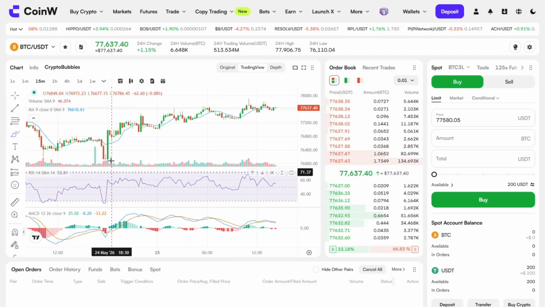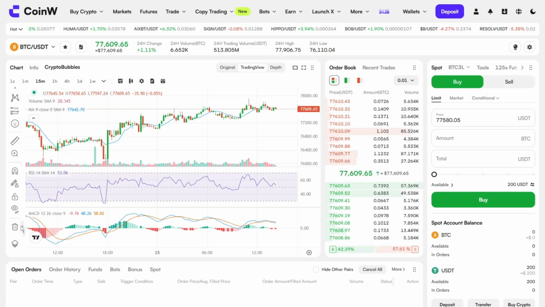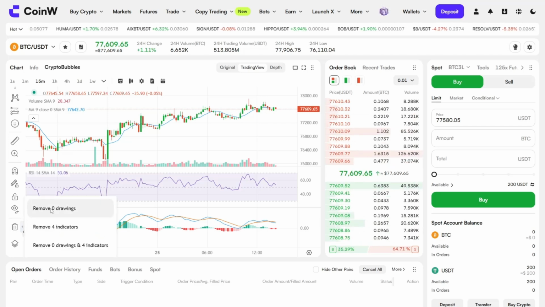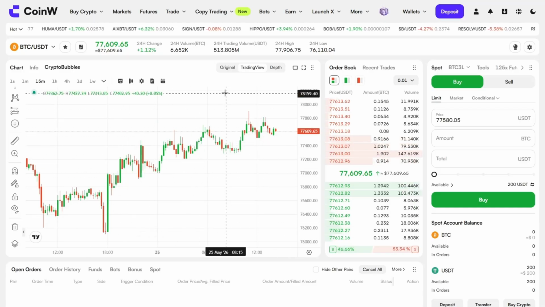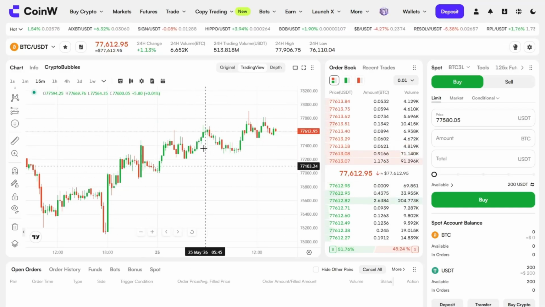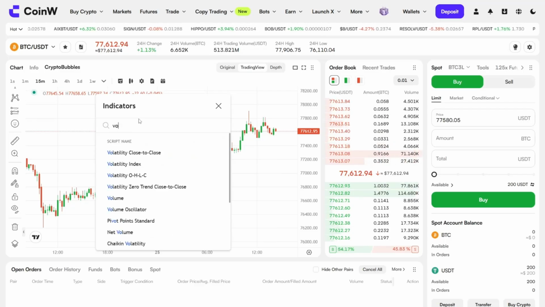If our chart is getting a little too crowded, on the left-hand side, we can scroll down and we can see a trash bin. If we click on the arrow here, we can remove our indicators and we now have a bare chart. I like seeing the trading volume, so we're just going to quickly re-add that into our chart.